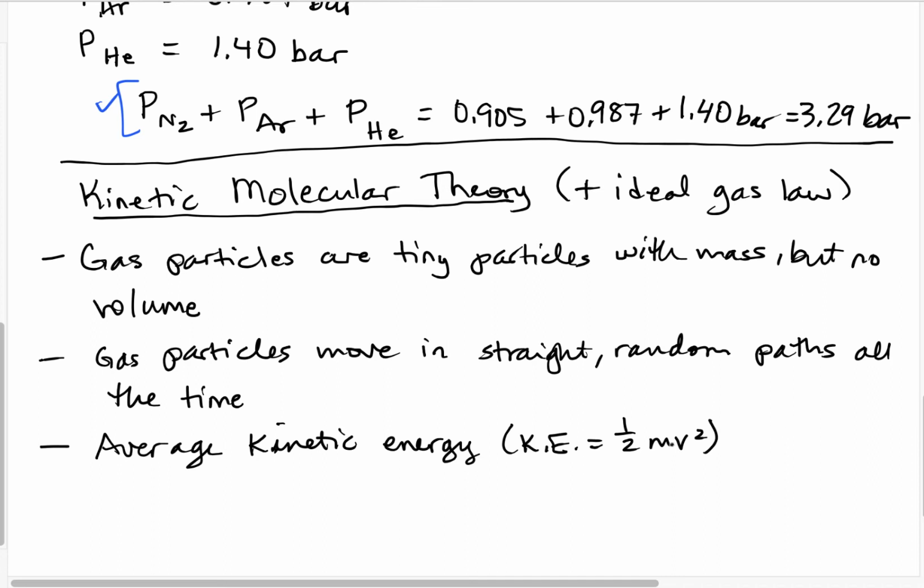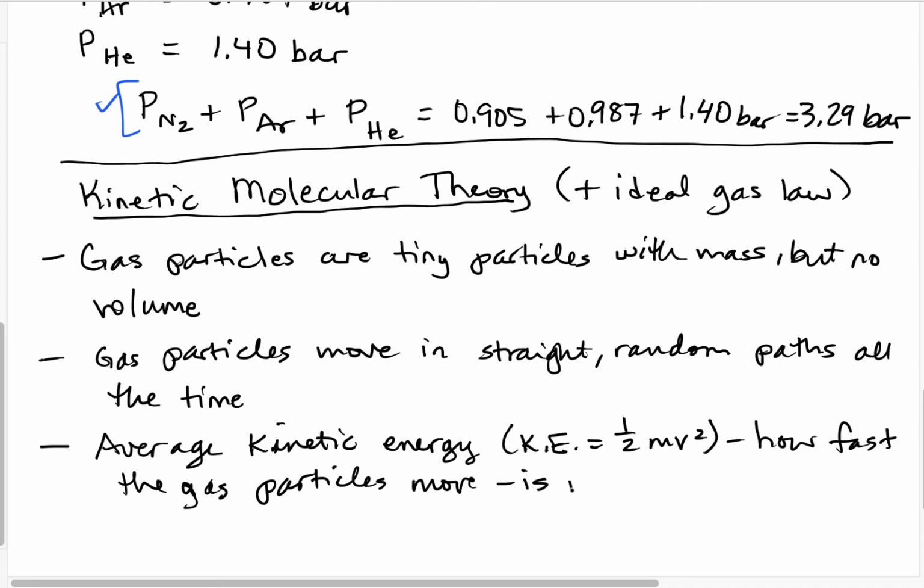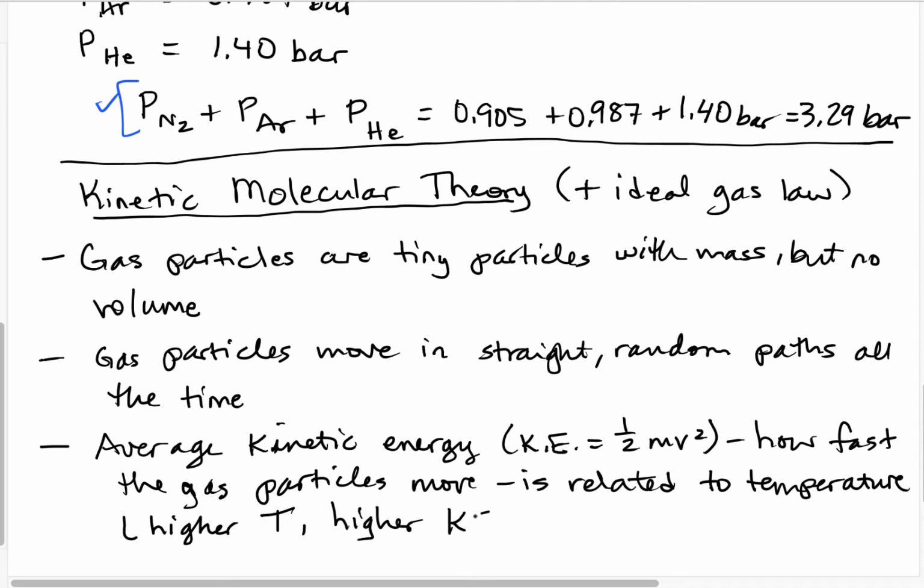So our average kinetic energy, how fast our particles are moving, this is going to be related to the temperature of the gas. And so I think it shouldn't surprise you that if we have a higher temperature, we have a higher kinetic energy and therefore faster particles.